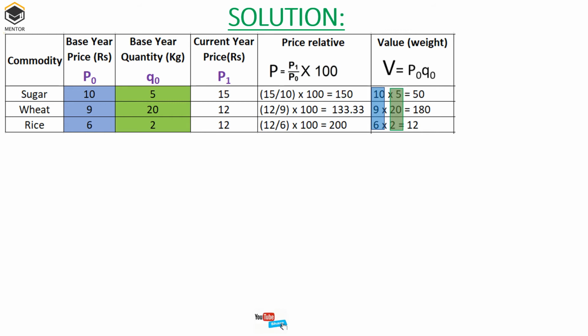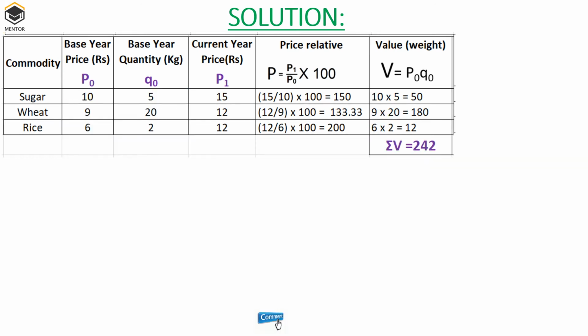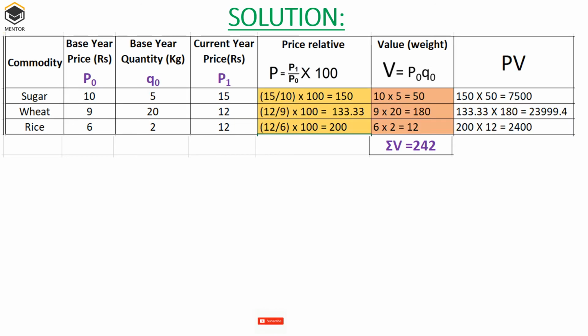So I have calculated price relative as well as weights. Now next we have to multiply P and V. Before that I have just taken the summation of V. Summation of V is equal to 242. Now I am going to do the multiplication of P and V. I have highlighted the P and V multiplication in colors here. What is our P value? 150, 133 and 200, and V values 50, 80 and 12. So I'm going to take these two values and multiply them. This is my P value, this is my V value.